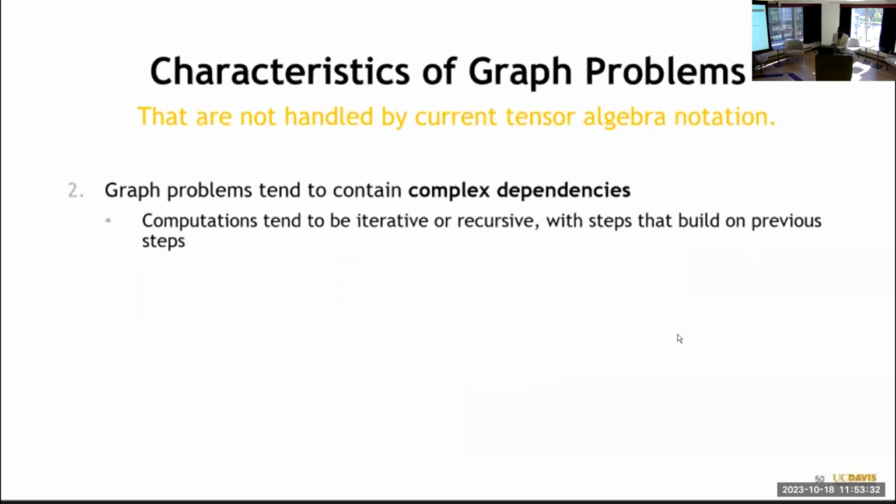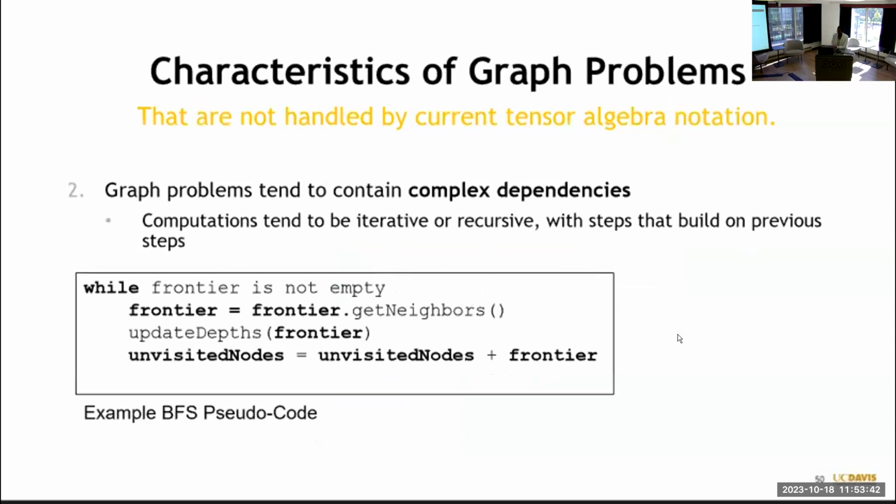Okay, so another characteristic of graph problems is they tend to contain complex dependencies and are iterative or recursive, with computation stages that build on previous stages. So for breadth first search, for example, we continually update our frontier and the set of visited nodes until we've traversed the entire graph. Traditional Einsums can't handle this in 2 ways. First, Einsums will employ an update procedure that is analogous to static single assignment, where input tensors cannot appear in the output. And yet here, as you can see, our frontier is changing over time.